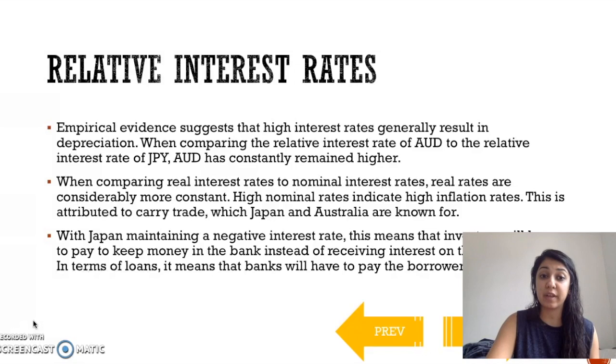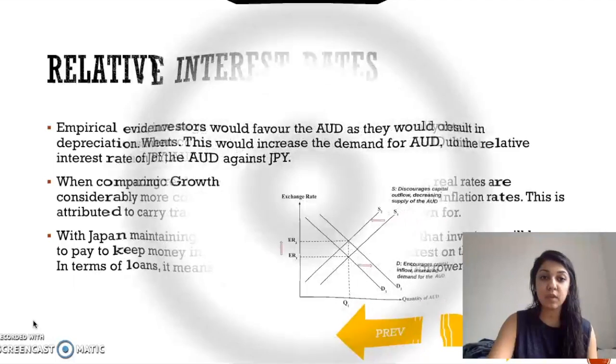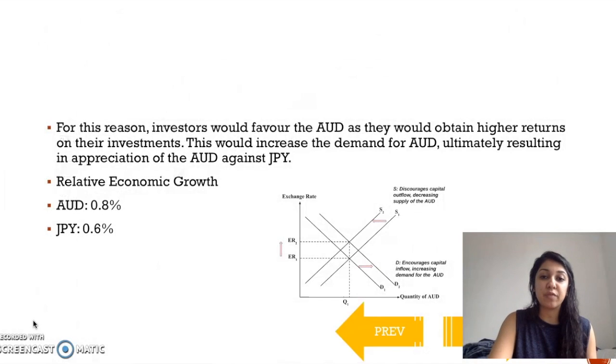This is attributed to a lot of the carry trade which goes on between Japan and Australia. But with Japan maintaining a negative interest rate, it actually means that investors will have to pay money to keep money in the bank instead of receiving interest on their deposits. And in terms of loans, it means that banks will have to pay the borrower's interest. So for this reason, investors would favour the AUD as they would obtain higher returns on their investments. This would increase the demand for AUD, ultimately resulting in the appreciation of AUD against JPY.